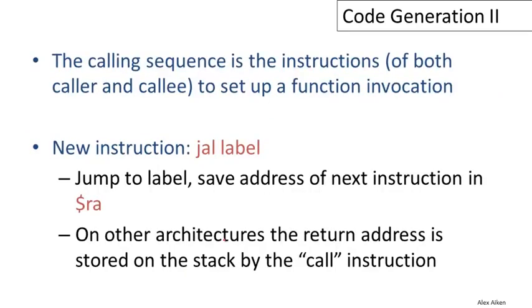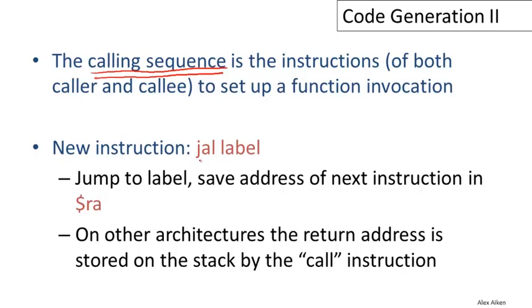Now, a bit of terminology. The calling sequence is the sequence of instructions of both the caller and the callee to set up a function invocation. Okay, so that's referred to in compiler lingo as the calling sequence. And we're going to need a new instruction to show the calling sequence for function calls, and that will be the jump and link instruction.